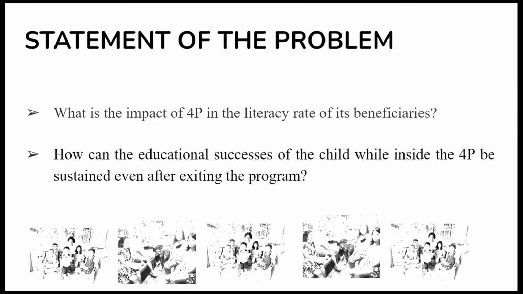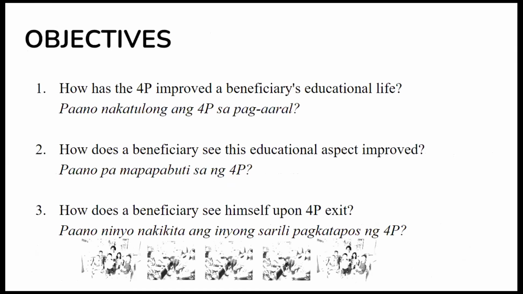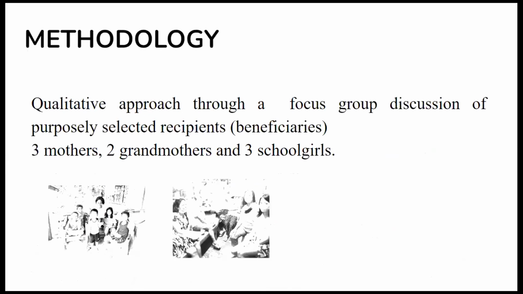If we really want to improve the plight of these people, we have to know if the education being given to them is working. So what is the rate of literacy for the beneficiaries? And how can the educational successes of the child while inside the 4Ps be sustained even after exiting the program? Here are the questions that were given to the interviewees. How has the 4Ps improved a beneficiary's educational life? How does a beneficiary see this educational aspect improved? And how does a beneficiary see himself upon exit from the 4Ps program?